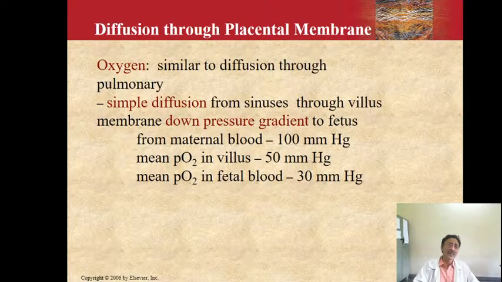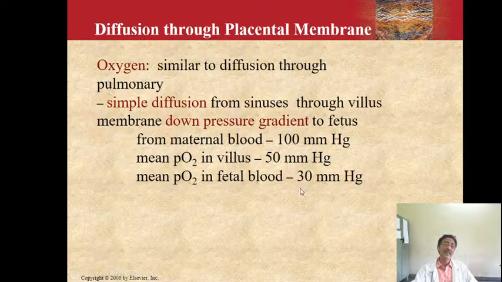Here across the placenta, simple diffusion takes place from the sinuses through the villus membrane down the pressure gradient. The pressure of oxygen in the maternal blood is somewhere around 100 mmHg, whereas in the villi it is somewhere around 50 mmHg, and in the fetal blood, the RBCs in the fetus will have oxygen at a pressure of somewhere around 30 mmHg.